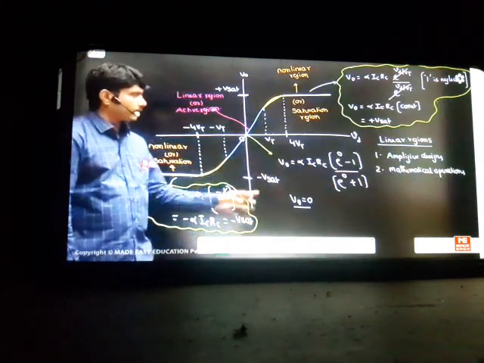So where to use which application? I'll write it side by side. For the linear region, we are covering two applications in our class. The first one is amplifier designs; amplifier designs should be done in the linear region. The second one is mathematical operations. All these things come under the linear region. These two modules we are covering today and tomorrow.